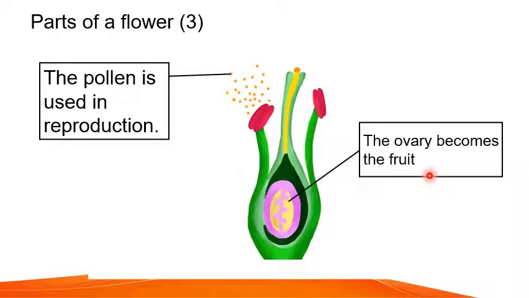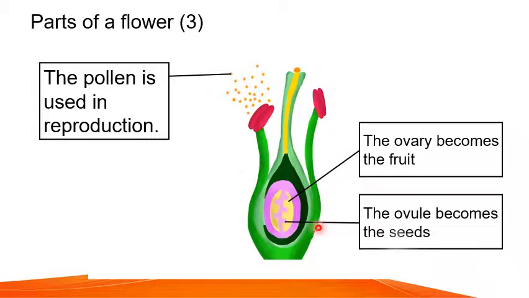So, it says here, the ovary will become the fruit. That is wrong. It's supposed to be out here, the ovary. And the ovule becomes the seed. So, this part will become the seeds. Quickly let me correct this. It's not there. It's supposed to be the purple part here. Okay.